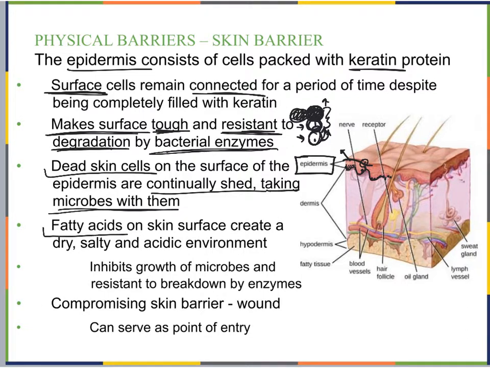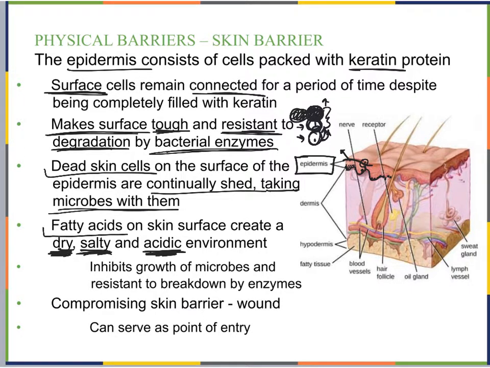Now, we also have fatty acids on the skin's surface. These are going to create an environment that is not very friendly for pathogens. It creates a dry environment, a salty environment. A lot of our sweat glands are producing sweat, and then we have these fatty acids on the skin surface. So it's going to be dry, it's going to be salty, and it's also acidic. So not a very welcoming or inviting place, right? Being acidic is difficult to live in. Salty, so they need to be halotolerant, for example.